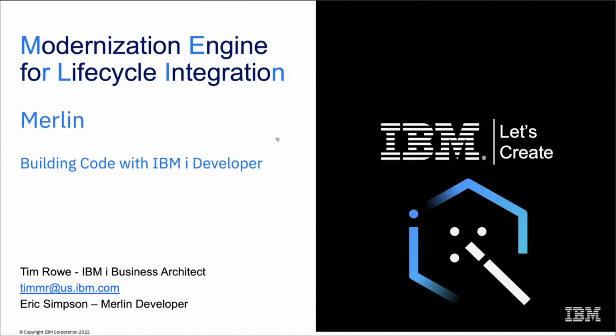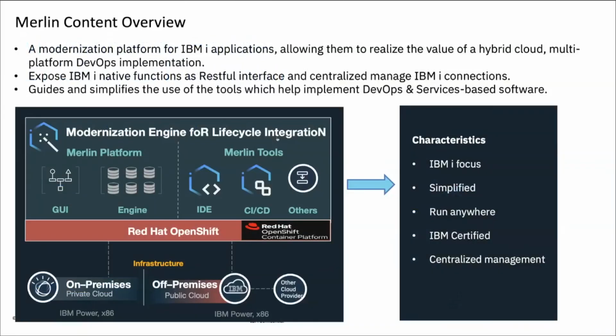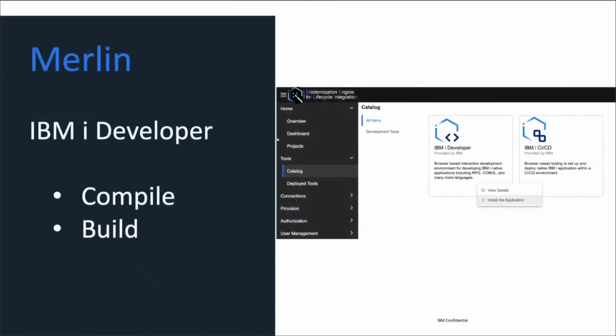In this session, we're going to spend a minute or two talking about building code, compiling applications from within our IBM i developer platform. Merlin is our OpenShift cloud-ready workspace set of tooling that we've created to help our IBM i community create and develop applications into the future. We're going to specifically talk about IBM i Developer and the processes and the tools for creating, compiling, and building either applications or what we like to call a smart build.